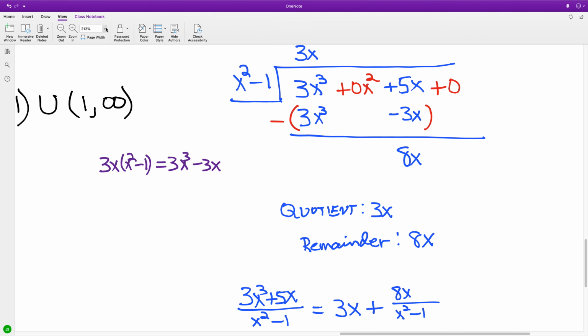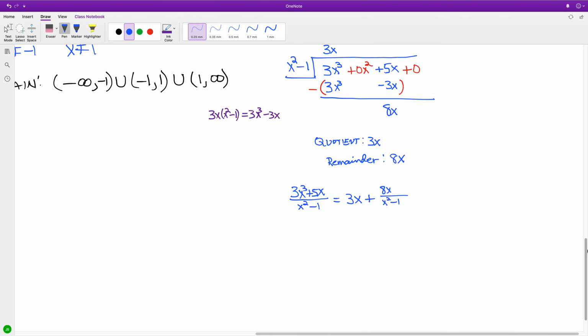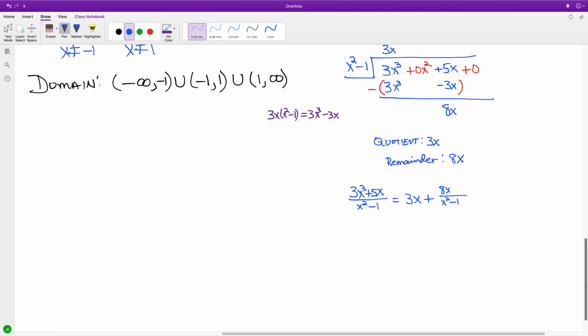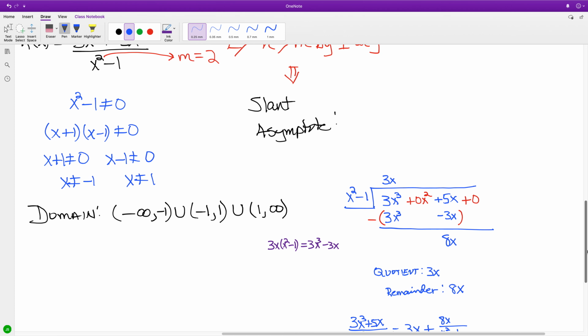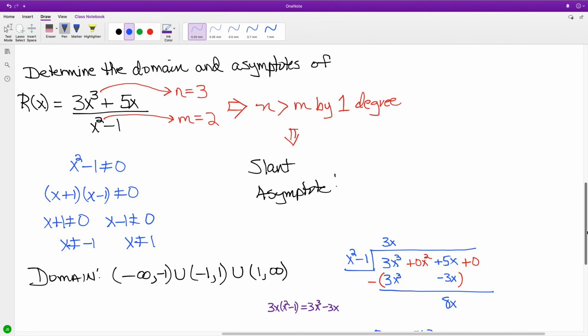All right. Now, just going back to the overall picture. Again, with the domain, negative and positive 1 were left out, so we have the domain on display. And for the slant asymptote, we had the quotient 3x. So the slant asymptote is at y is equal to 3x. And just to restate, I have a slant asymptote at y is equal to 3x, and the domain is exclusive of negative and positive 1.